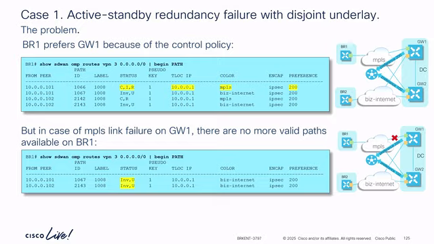But when we shut down that link to MPLS from gateway 1 to test the redundancy, what happens? This is on BR1. We don't have prefixes installed because we cannot resolve biz internet, right?